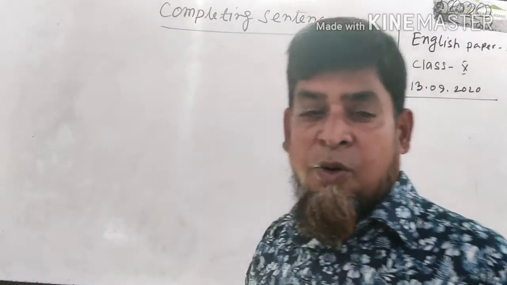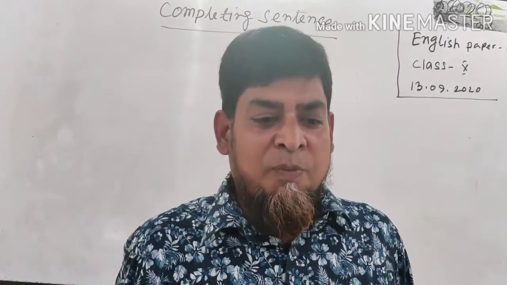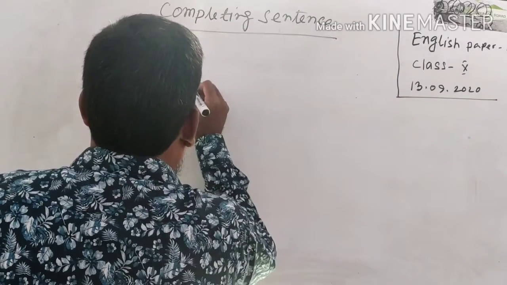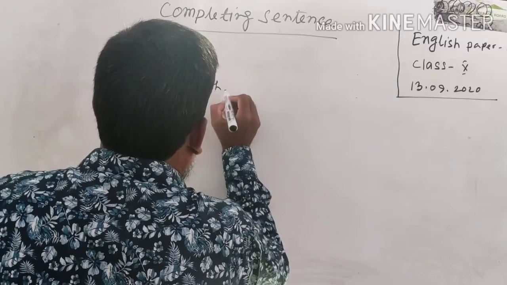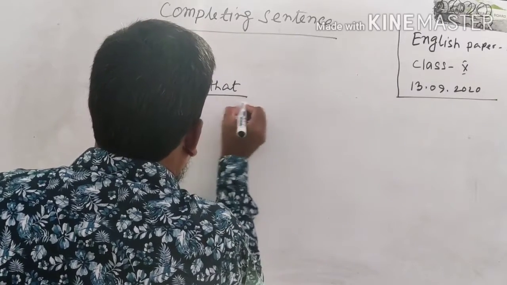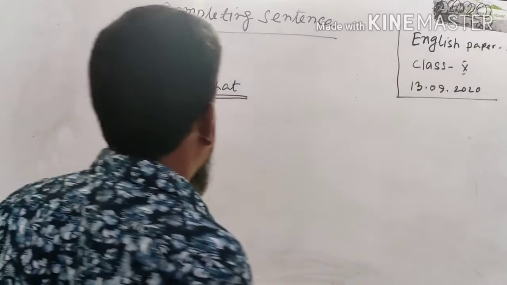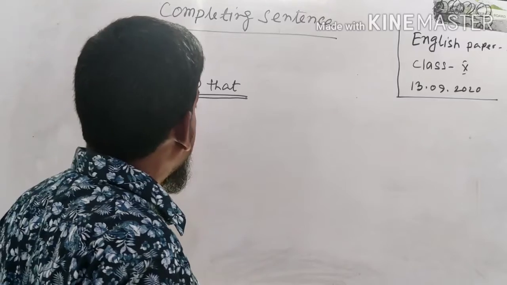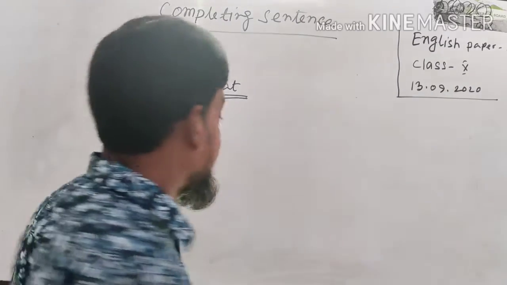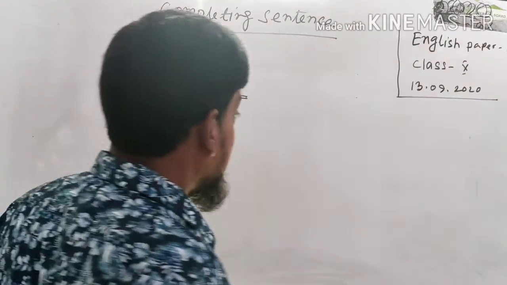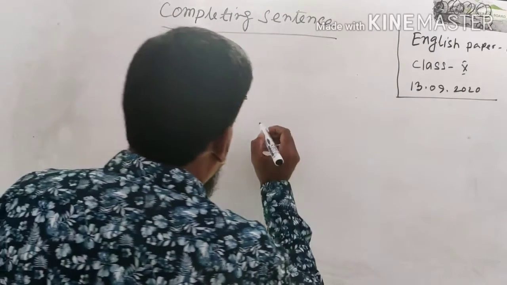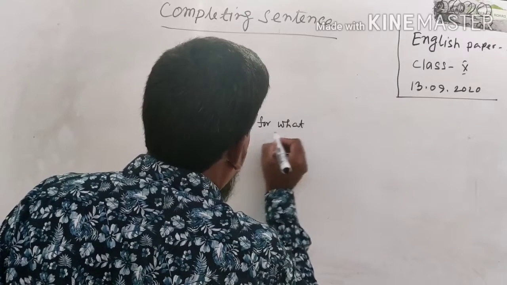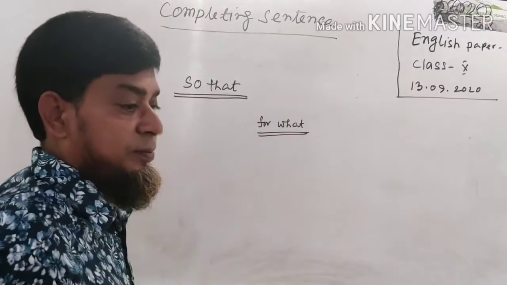Now we want to go to another rule of completing sentence. Our next subject is so that. So that means for what? For what or for which?